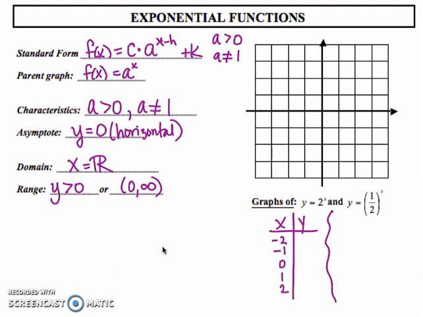And when we plug these into the function, 2 to the -2 power, remember a negative exponent brings it downstairs, so that is 1 over 2 squared, or 1/4. 2 to the -1 power would be 1 over 2 to the first, or 1/2. Anything to the 0 power is 1, so 2 to the 0 power is 1, 2 to the first power is 2, and 2 squared is 4. So we go ahead and plot these points: -2, 1/4, -1, 1/2, 0, 1, 1, 2, and 2, 4. And this is the graph of y equals 2 to the x power.